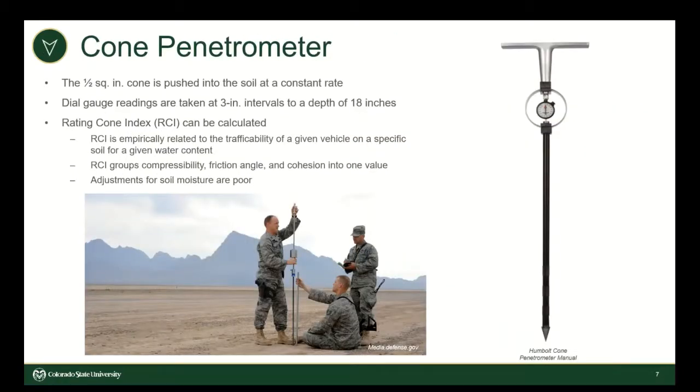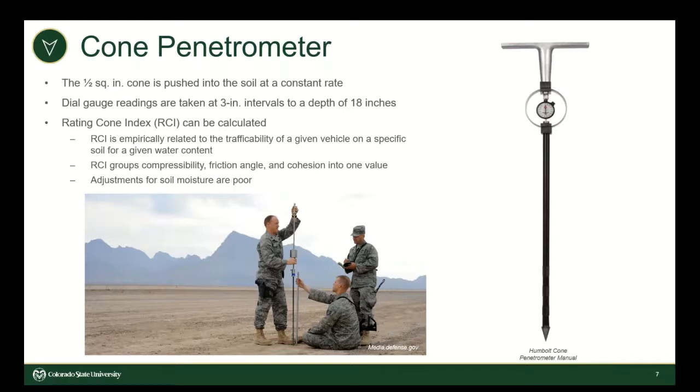Traditionally, these terramechanic models or vehicle mobility models use soil strength data collected from a cone penetrometer. The test is performed by a small cone pressed into the ground at a constant rate as readings are taken incrementally. Using these readings, you can calculate what is called a rating cone index, or RCI.